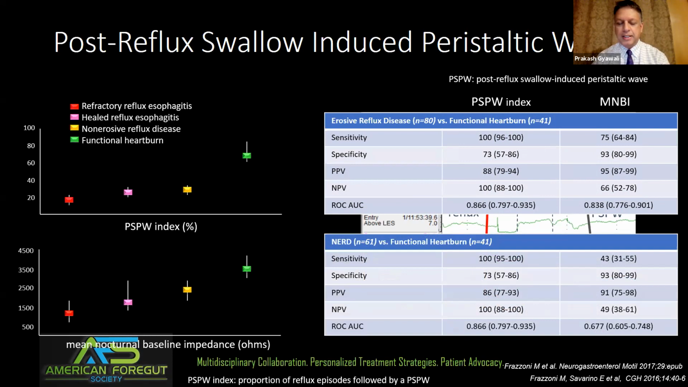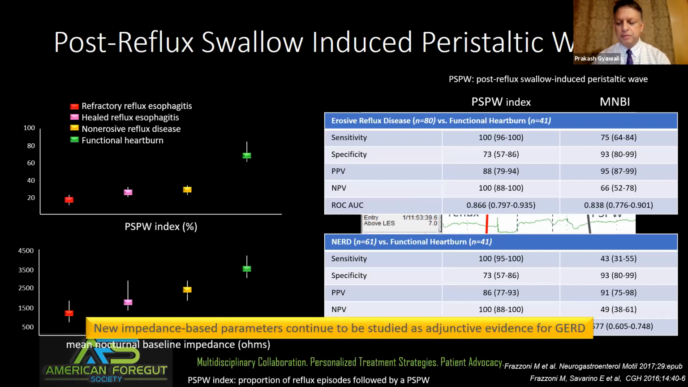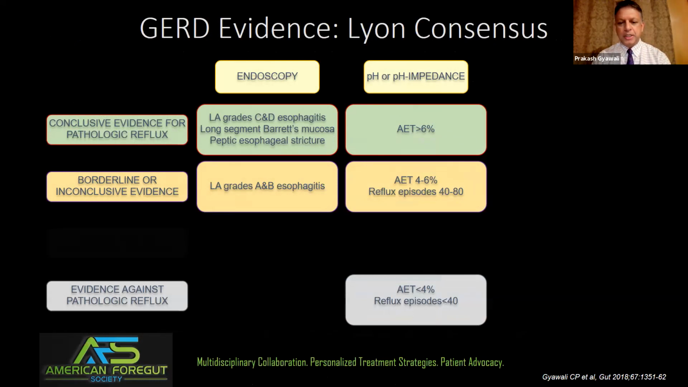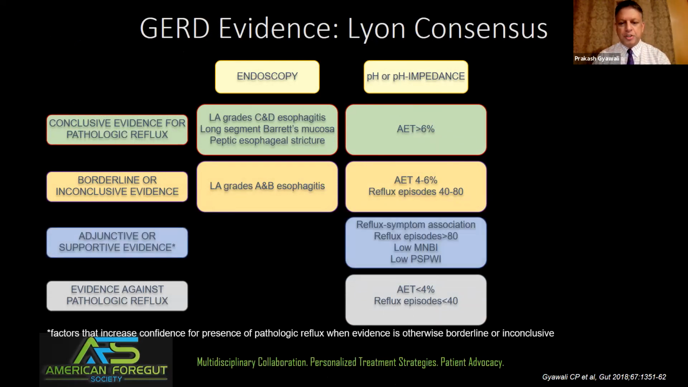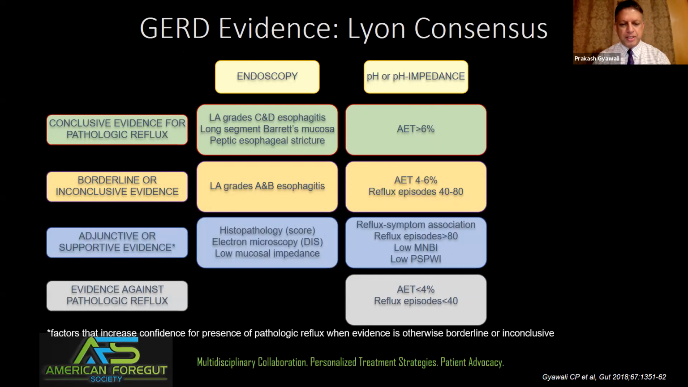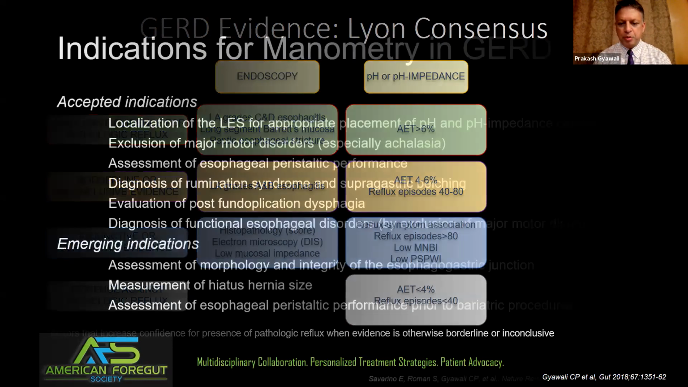You can see the value better in the top table, where erosive esophagitis is segregated from functional heartburn. You don't really need that in clinical practice because erosive esophagitis is definitive. It doesn't perform quite as well in patients who do not have erosive disease. And indeed, these new metrics continue to be studied. So where do they fit in? As adjunctive metrics, as Chrissy demonstrated. So biopsies, mucosal impedance, MNBI, and PSPW can fit in here.